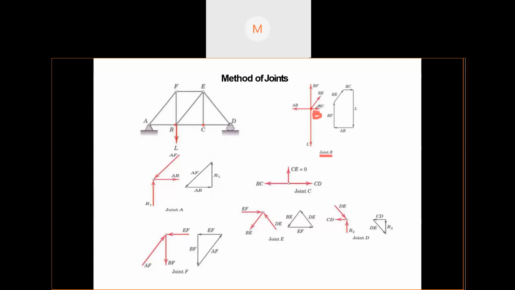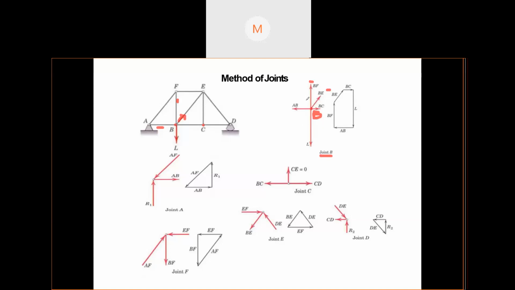So you just have to find out which are the members. Look, this is BE. This member is giving a pull from that side. Similarly, we have BF on this side, then we have BA or AB. And from the bottom, we have one force L that is acting. Now we have to consider all these members and eventually analyze. So this is a basic principle, just an introduction on how to analyze.